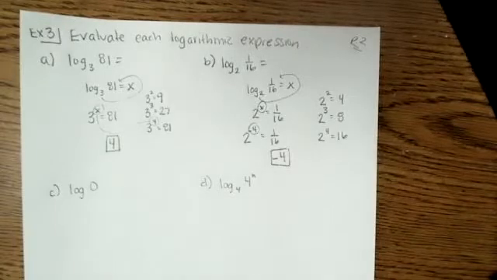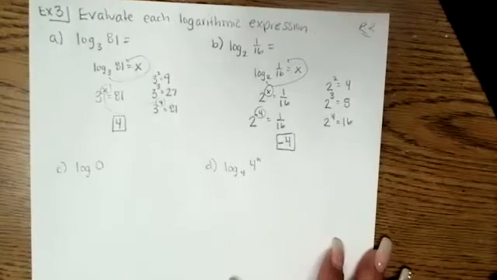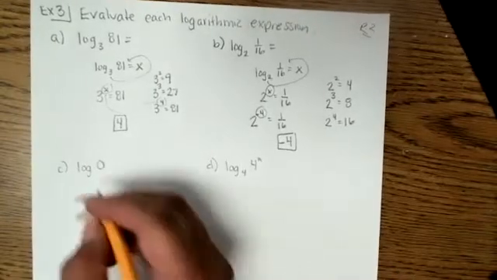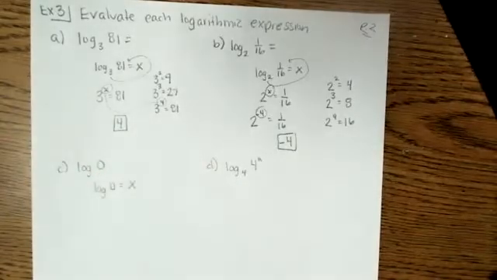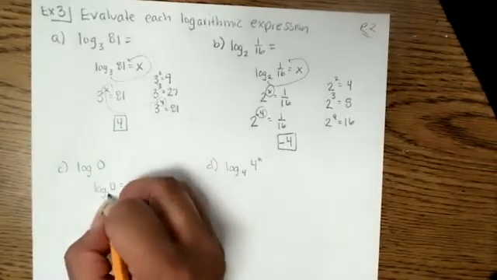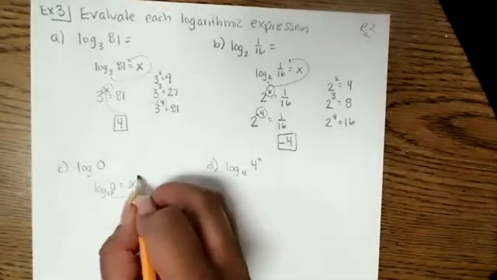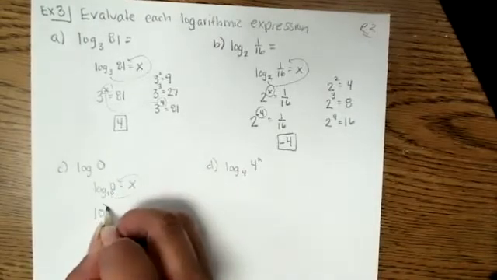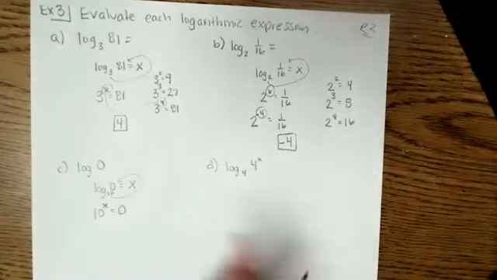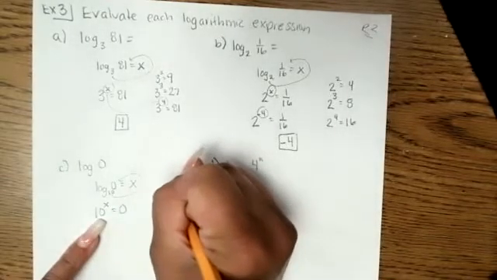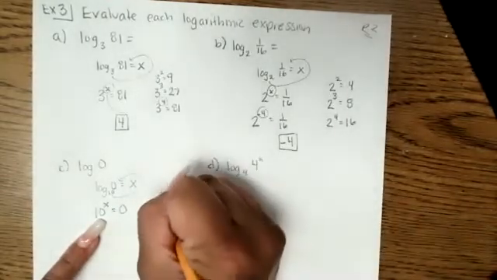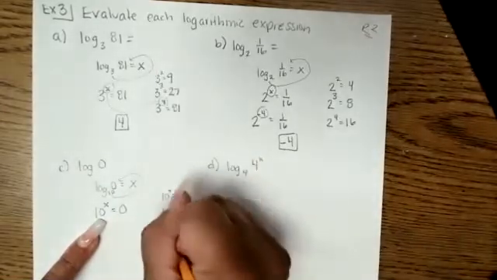Right here, we have log of 0. Now, I'm going to write log of 0 and make that equal x. There's an automatic base 10. You just don't see it. So that's going to be 10 to the x power equals 0. Well, let's see here. If I have 10 to the 0 power, that equals 1. 10 to the 1 equals 10.